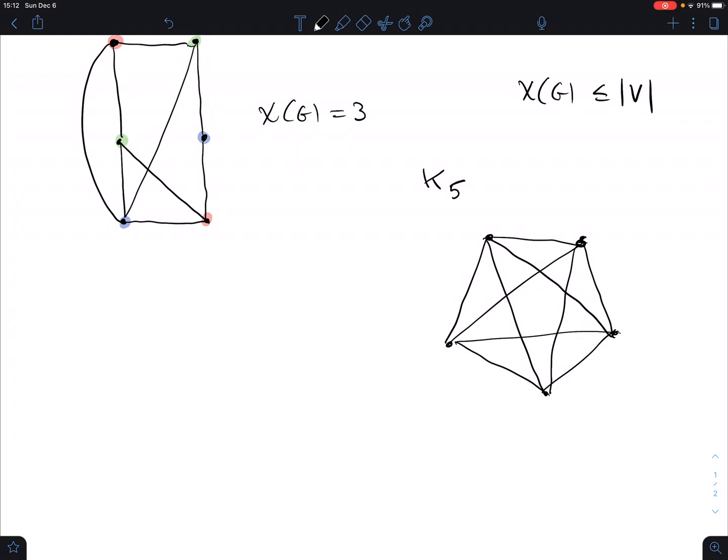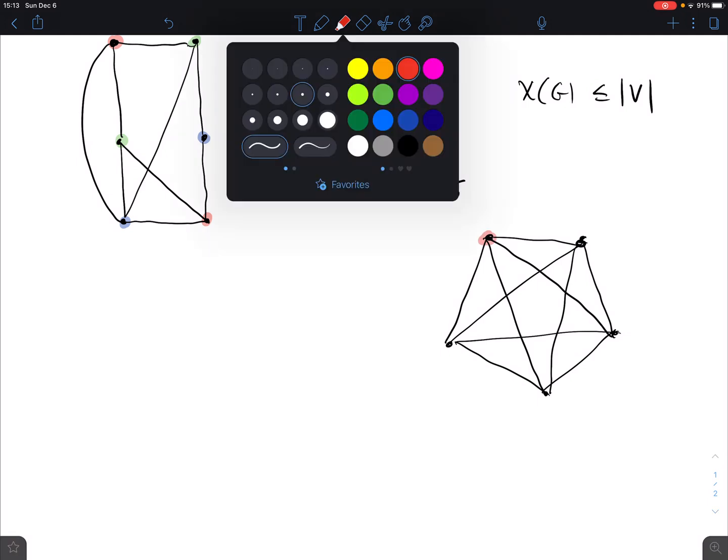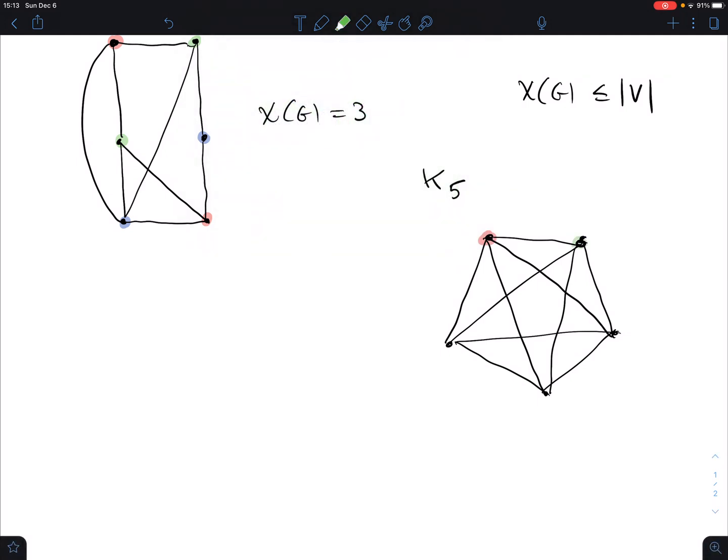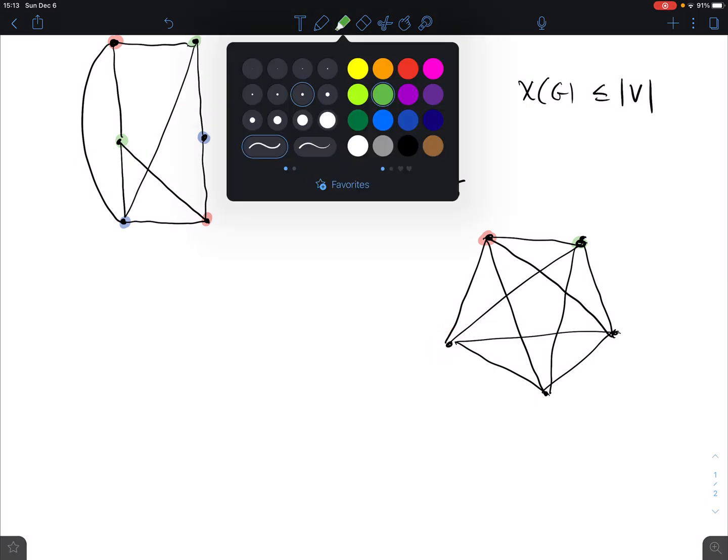I think I got everything. Yeah, I have to have a pentagon inside the pentagon. Okay, I got it. So now let's think about what can I do here. Well, at the beginning we have always these two colors. Now the next vertex, no matter which vertex I pick, it is connected to the two colored vertices already, because it's a complete graph. So this has to be a new color, right?